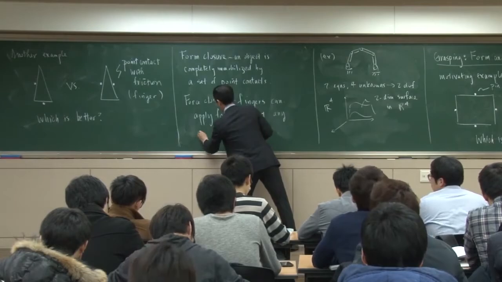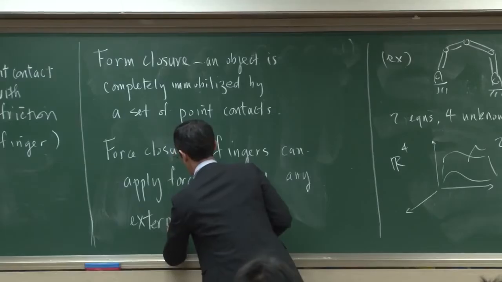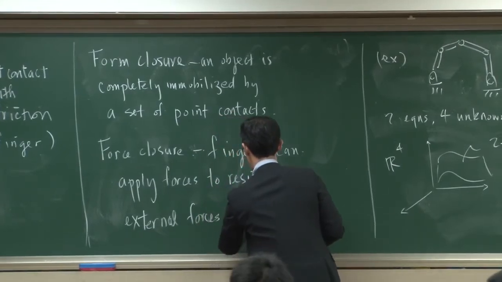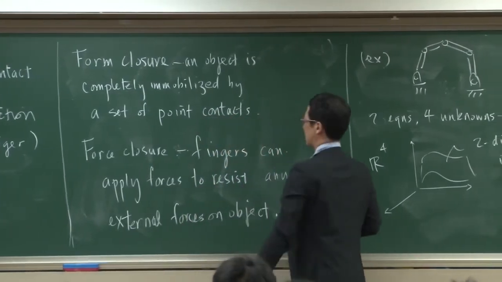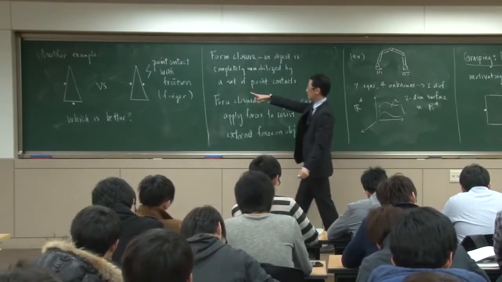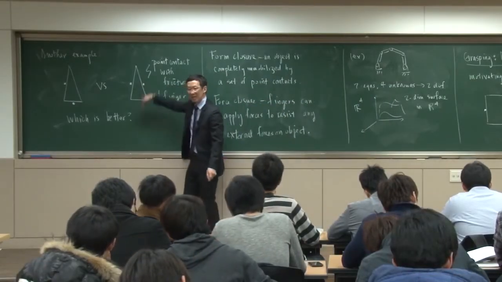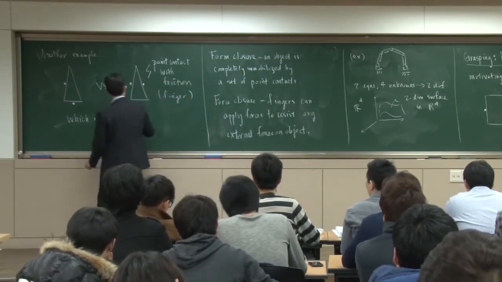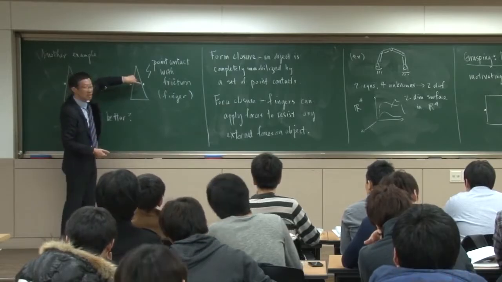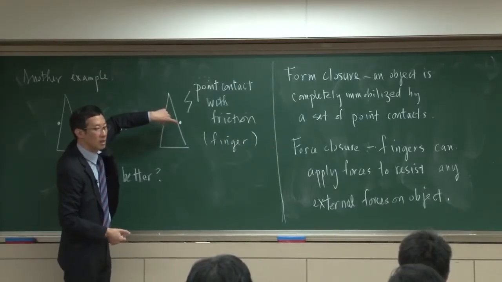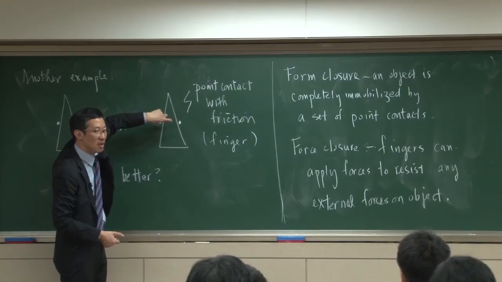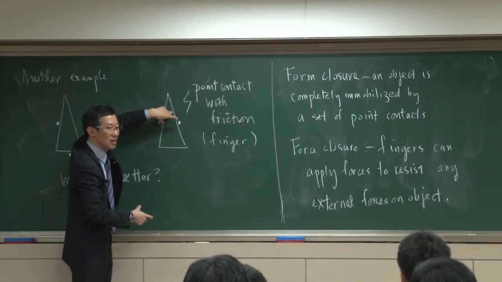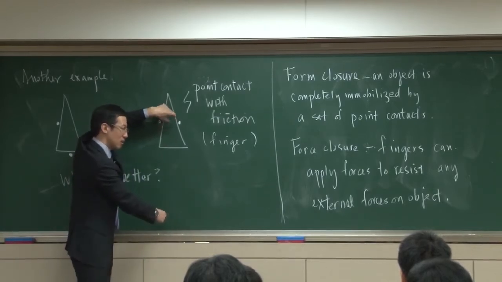Any external forces on the object. Okay, so it's like this idea here. Suppose gravity is acting this way. That means I have my fingers here. Now if I squeeze the object hard, it's not going to fall, right? But if I just hold it very lightly, the object can fall, right?